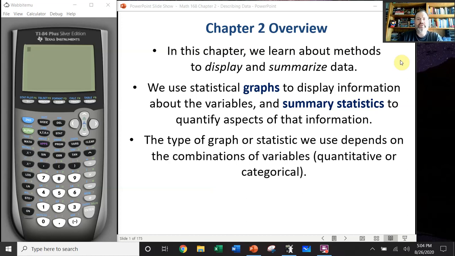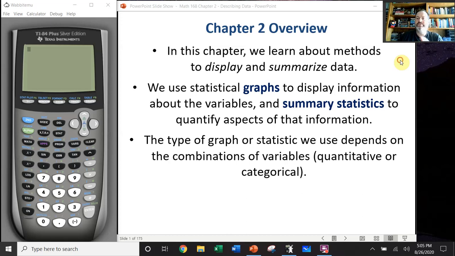And so in this chapter generally, it's a very long chapter, it's 7 sections, we learn about how to display and summarize data, and graphs display information, and summary statistics summarize, so they quantify aspects of the information. So we're just going to be looking at ways to learn something about the cases that you took the data from. And the graph or statistic we use depends on combinations of variables.